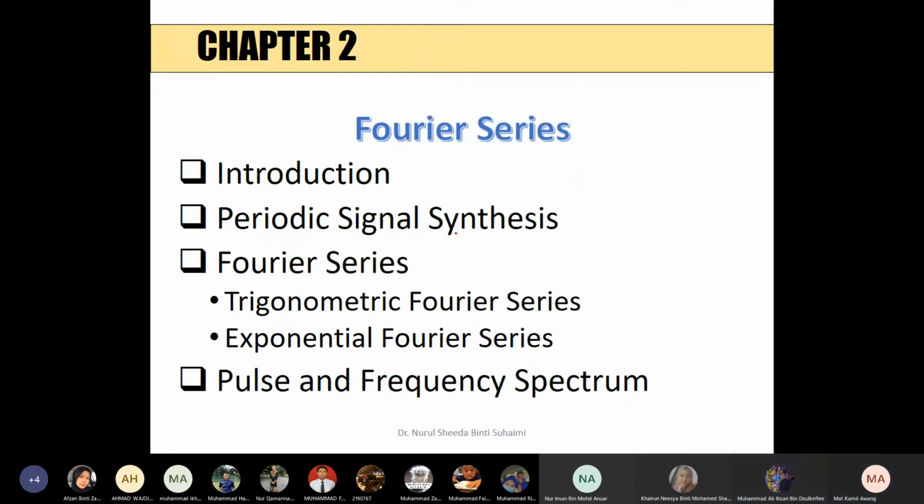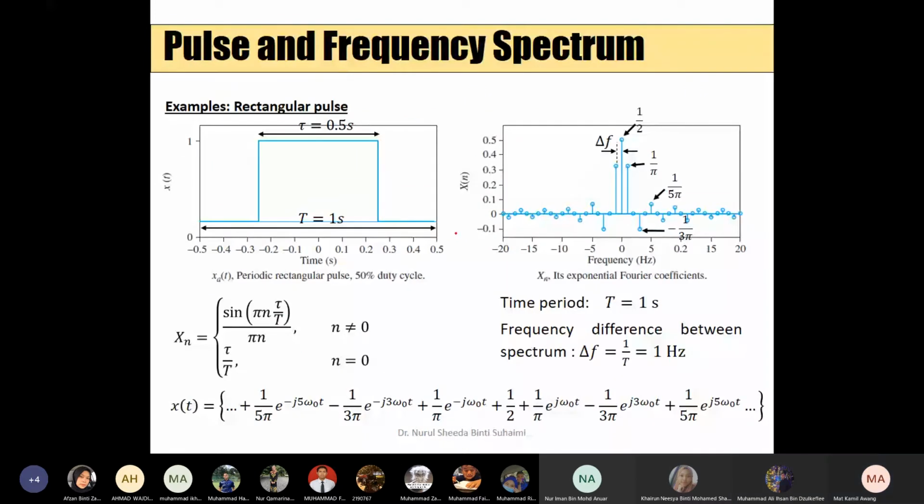So we have covered trigonometric Fourier series and exponential Fourier series. Pulse and frequencies is the final part on the Fourier. So this is an example for a rectangular pulse. Okay. So let's say you have this rectangular pulse, right? And this rectangular pulse is represented by this Fourier series. X of n is sine pi n tau over T over n tau, for n not equal to 0, and for n equal to 0 it is tau over T.